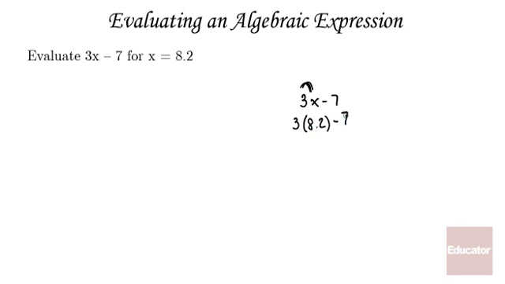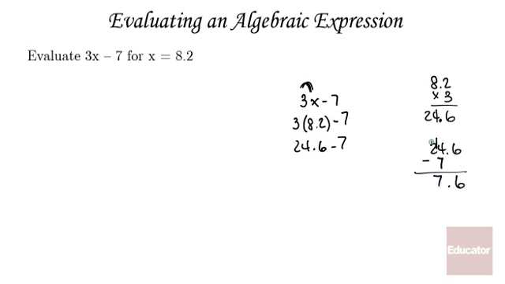Now do order of operations, which is multiplication first. 8 times 3 is 24, and with one decimal place, 24.6. And then lastly, we're going to subtract 7 from that. Make sure that you put 7 in the correct decimal place. It's 7 whole units. And then 24.6 minus 7 is 17.6.